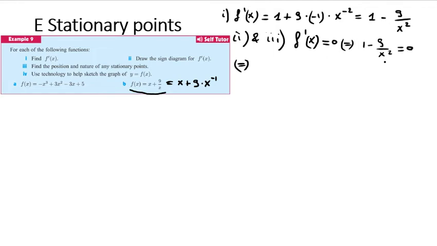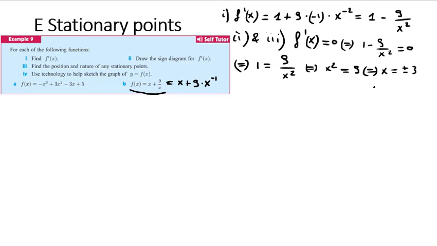So when we move the 9 divided by x squared to the right hand side, that's going to become 9 over x squared. When we move the x squared to the left hand side, we get 1 times x squared, which is just x squared. And that must be equal to 9, so x must be equal to plus or minus 3. So we're going to have two stationary points in this case.